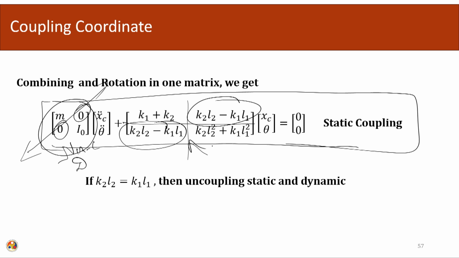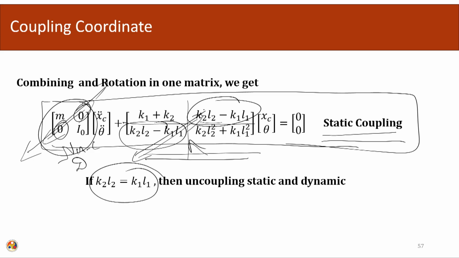So, this is a case of static coupling, where we have the cross diagonal terms, or the non diagonal terms, non-zero. But here in the mass matrix they are 0. So, this is not coupled in a dynamic sense. If we have a case where K2 L2 equals K1 L1, then these two terms will become 0. Then this will be a case of non coupling in the static sense also. So, then the whole system is uncoupled in static and dynamic sense.